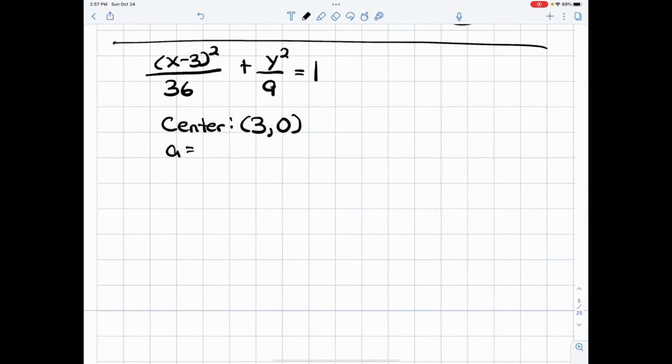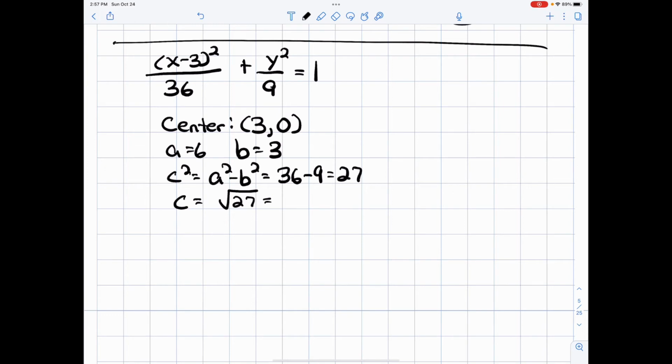a is 6, b is 3, the square root of 36 and the square root of 9. c² is still a² minus b², so 36 minus 9, which is 27. So for c, we're dealing with the square root of 27, or 3 square roots of 3.